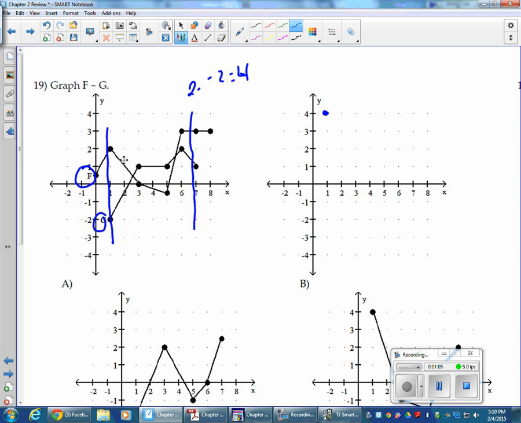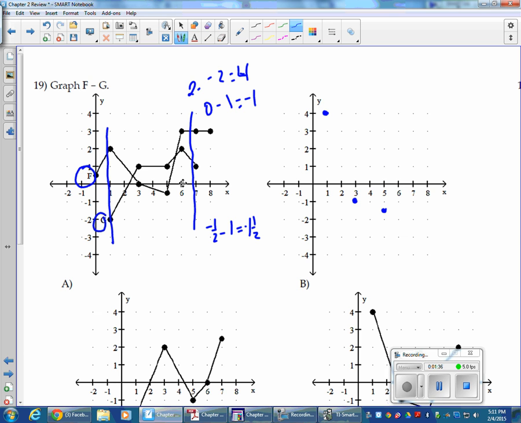And then there's not really points at 2, so that'd be hard to do. So I'm going to come over here to 3. Remember, it's F minus G. So F is 0, and then G is 1. So 0 minus 1 is negative 1. So at 3, I'm going to put a point at negative 1. Then there's another point at 5. It's F minus G, so this is about negative half minus 1, which would be negative 1 and a half. So at 5, I'm going to put a dot at negative 1 and a half.